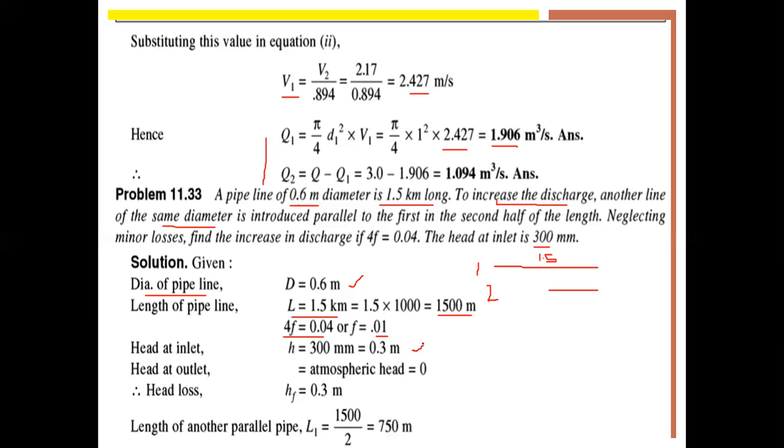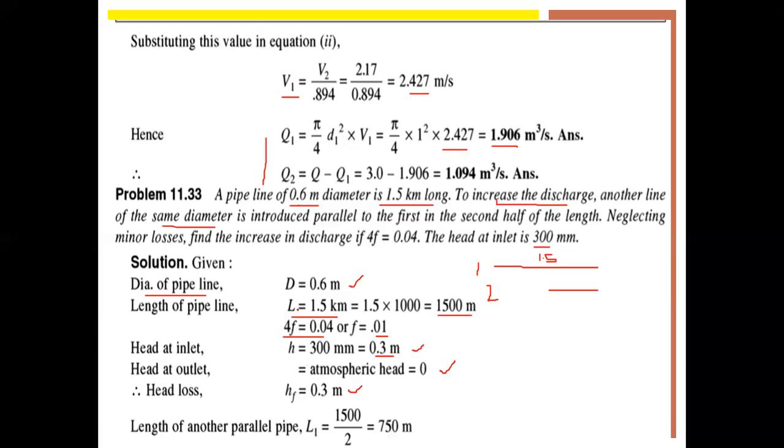Therefore inlet ఇచ్చినప్పుడు outlet ఇవ్వనప్పుడు ఏం చేయాలి? We have to assume that it is towards the atmosphere. Therefore outlet is atmospheric, head 0. Therefore head loss is equal to ఎంత? The head loss hf is equal to 0.3 meter. Now the length of the other parallel pipe ఎంత? L1 is equal to 1500. Common length of the pipe is L, the length of the other pipe.